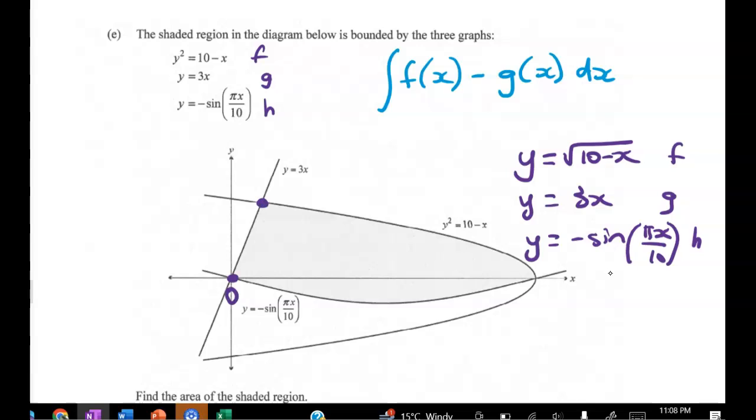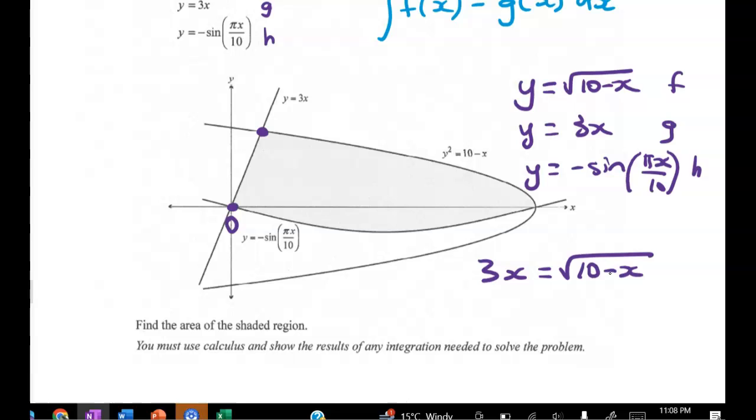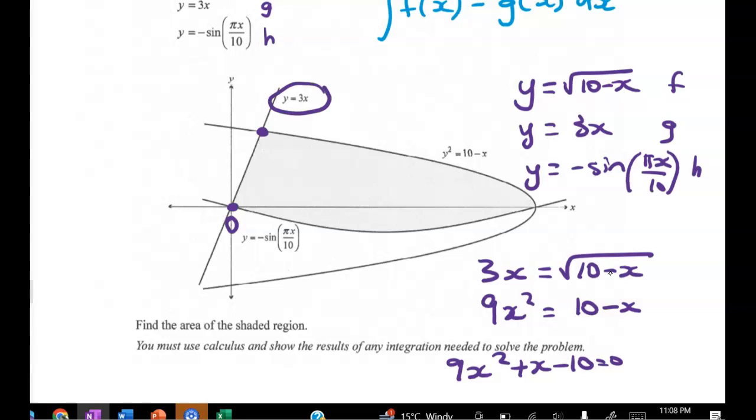Now, what about this one here? Well, let's set 3x equal to the square root of 10 minus x. You can just about see this one from looking, but if you're just doing this with algebra, we're going to get 9x squared is equal to 10 minus x. So 9x squared plus x minus 10 equals 0. Look, it looks like 1 is going to work. So let's just have a look and see if 1 will work. Well, 3 1s are 3, and 10 minus 1 is 9, and the square root of 9 is 3.